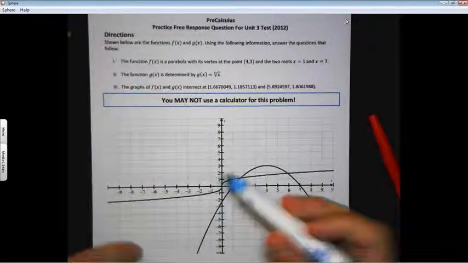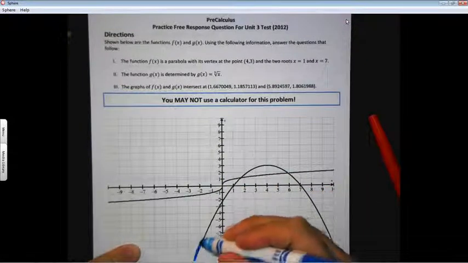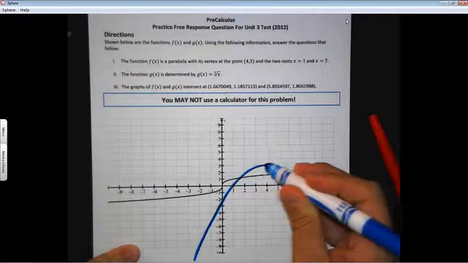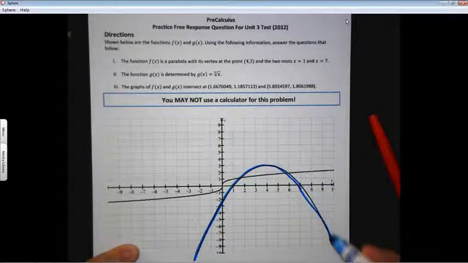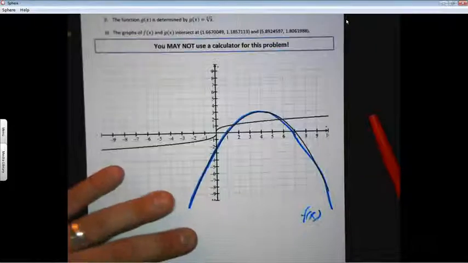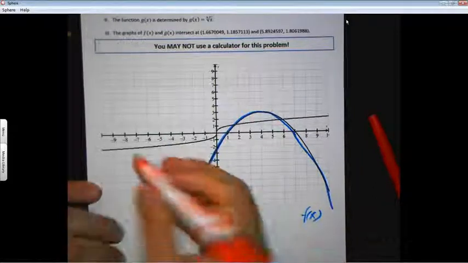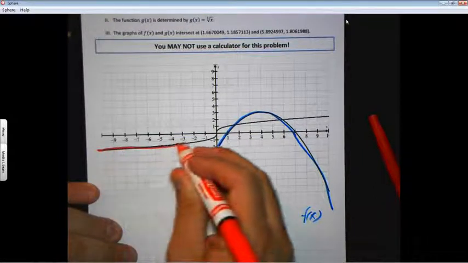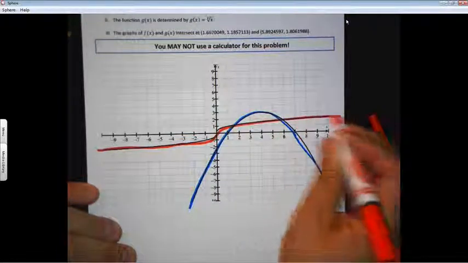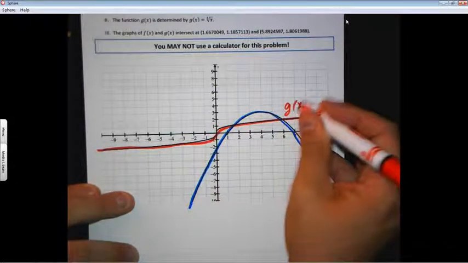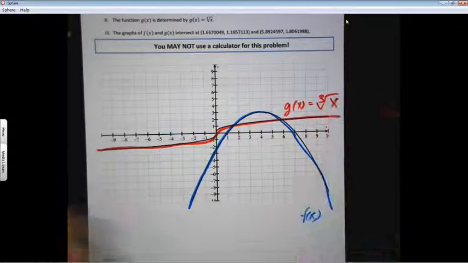So we have f of x, which is a parabola. On the graph, they're both black, so I'm going to trace out the parabola in blue. In the middle of a test you probably won't be able to do this, but I think this is good practice. The parabola is the blue one; this is the graph of f of x. The cube root is what I'm going to trace out in red, and this is the function g of x. g is the cube root of x.